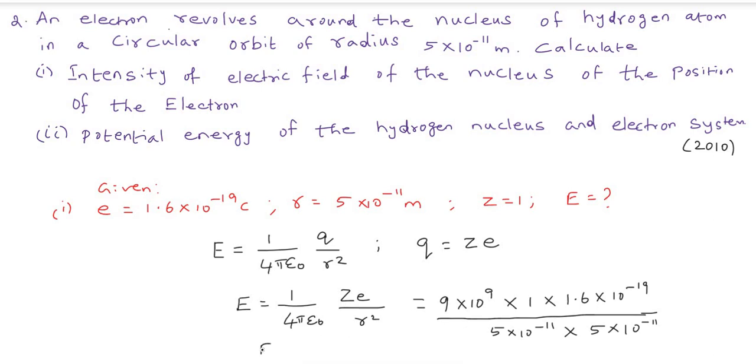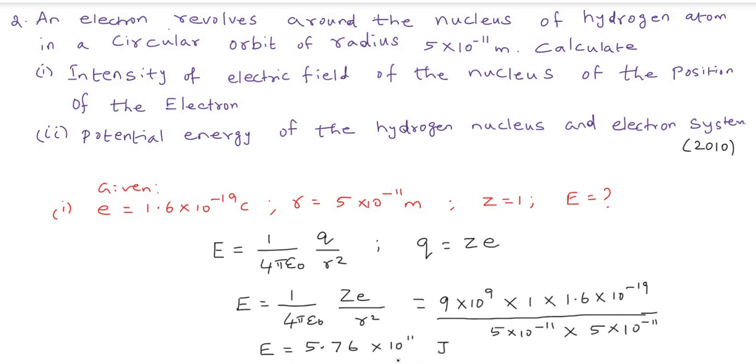So solve this equation, we get the value 5.76 into 10 power 11. Electric field unit is volt per meter or joule.